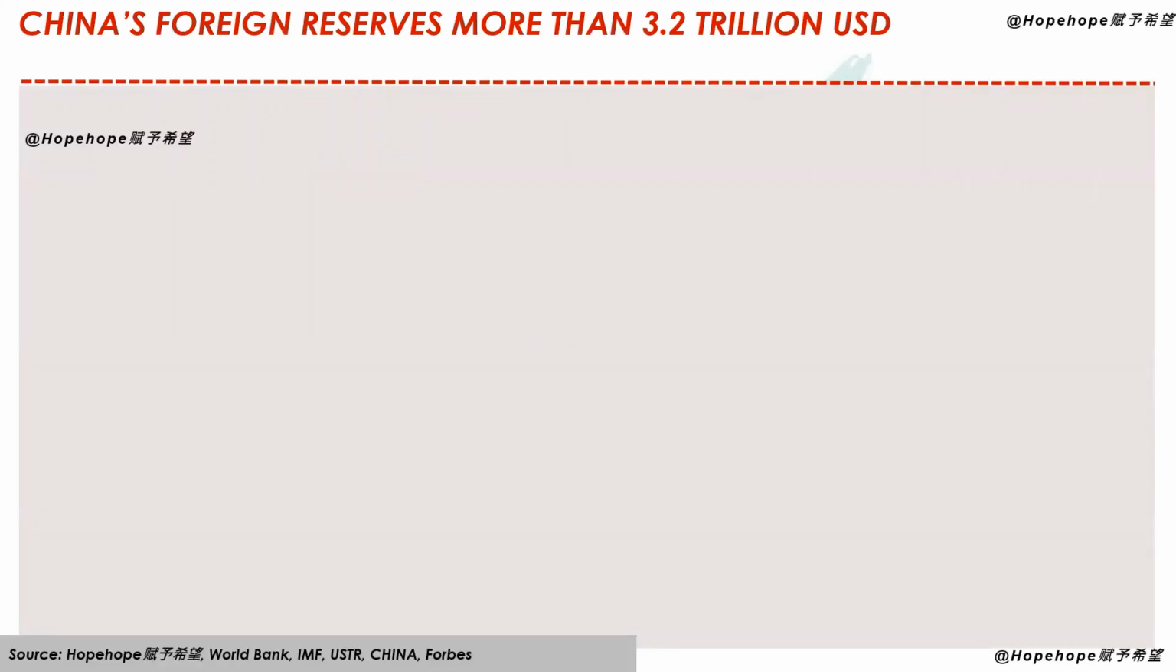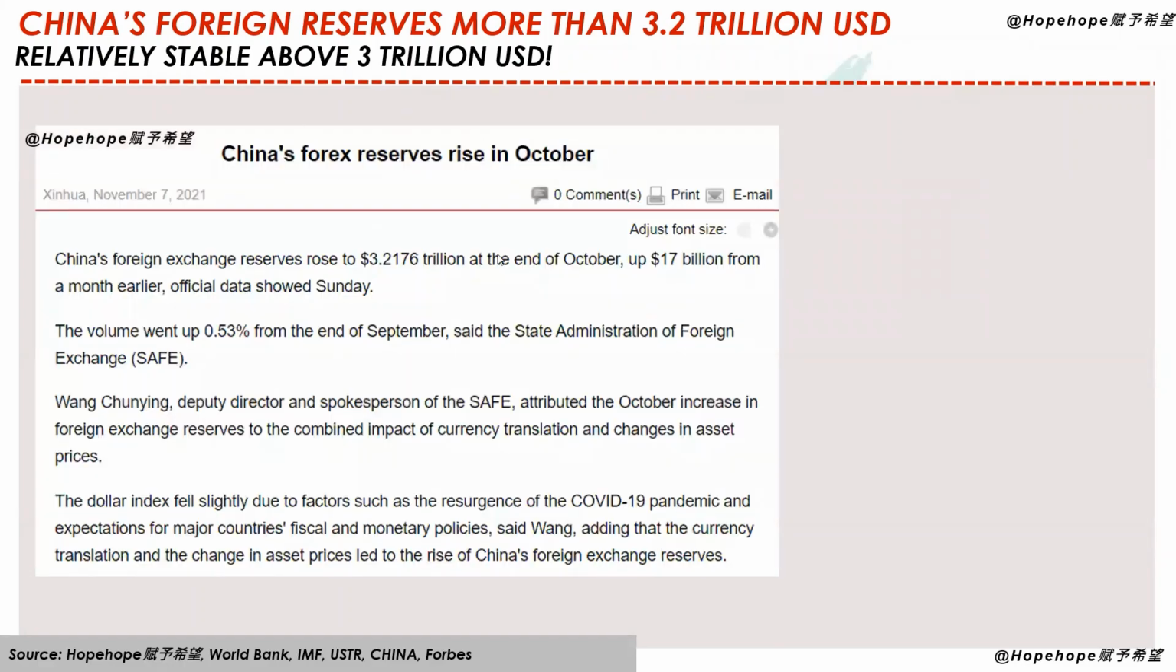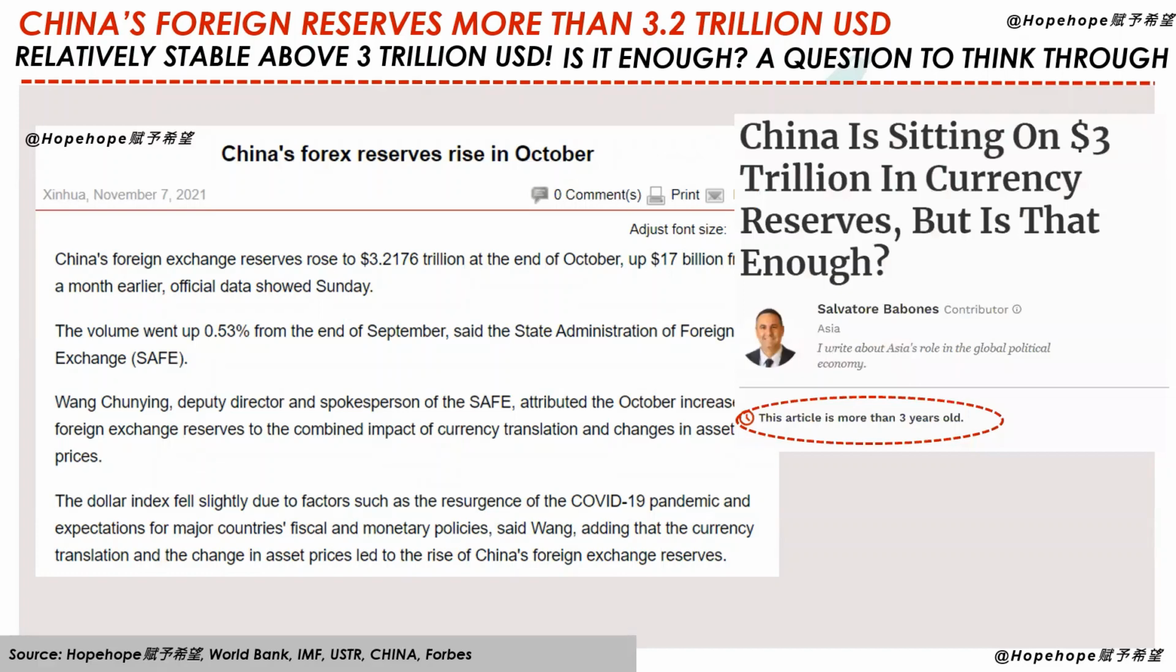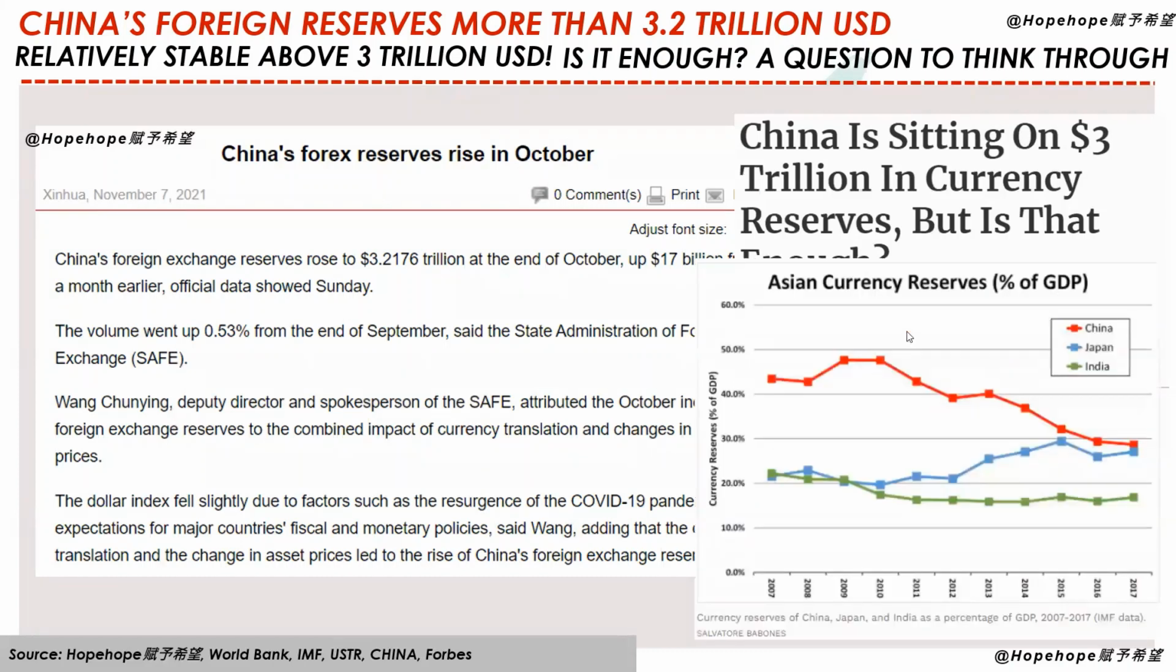China's foreign reserve is more than 3.2 trillion USD, relatively stable above 3 trillion USD. Look at China's forex reserve. It rose in October 2021. But is it enough? A question to think about. Look, China is sitting on 3 trillion in reserve currency. But is it enough? This is a question that was raised more than 3 years ago.